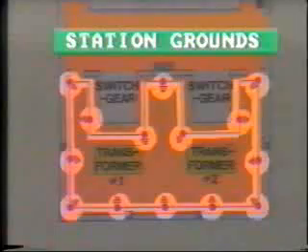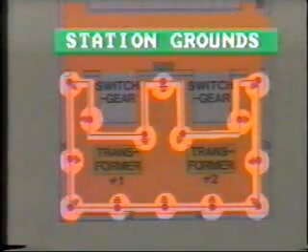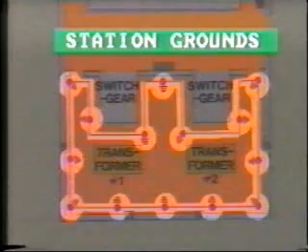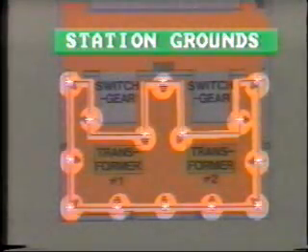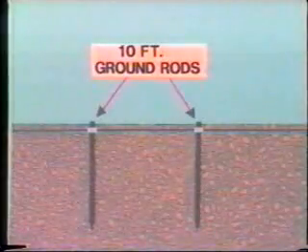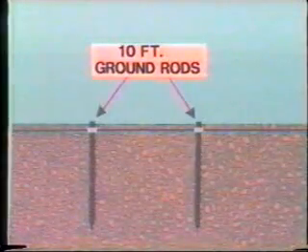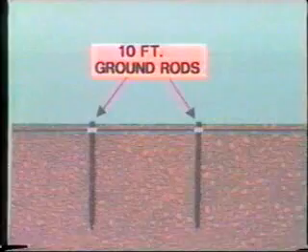What is the nature of this ground? Well, all power system installations, such as power stations and substations, are built on ground grids. The grid consists of metal rods driven into the ground at various intervals, and this in turn is connected to a metallic mesh mat.